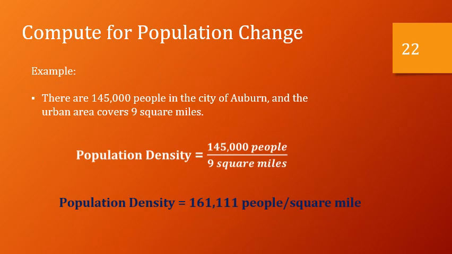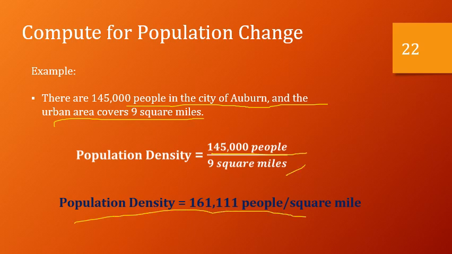So how to compute the population density? A very good example is this. There are 145,000 people in the city of Auburn, and then the urban area covers 9 square miles. So if we try to divide 145,000 people by the 9 square miles, we can actually get the population density, which is 16,111 per square mile. So that is very easy to compute.